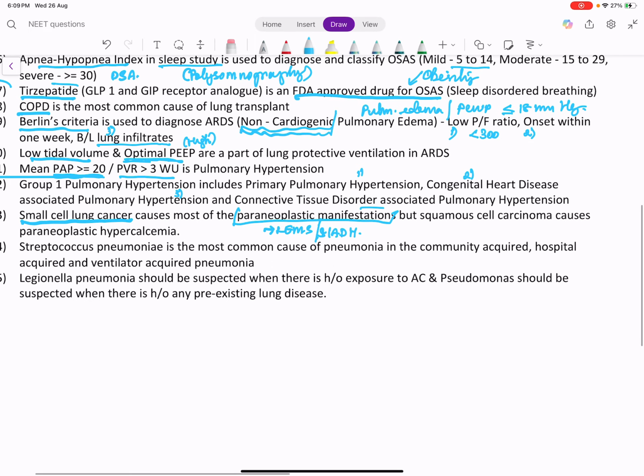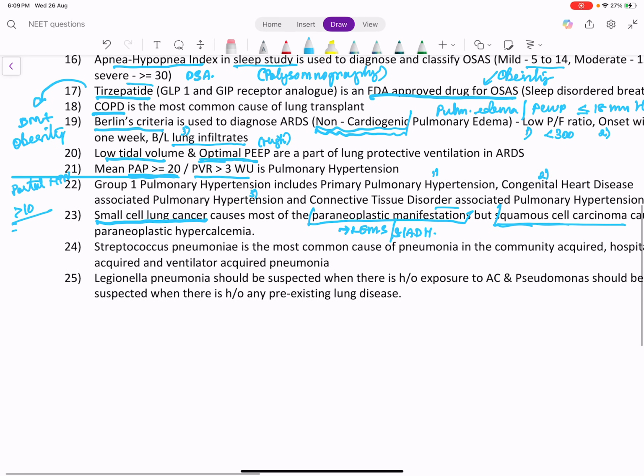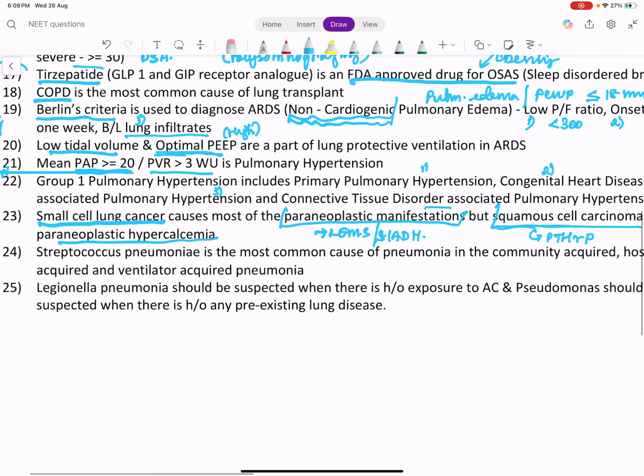But squamous cell carcinoma is the only carcinoma in the lung which causes paraneoplastic hypercalcemia. So all paraneoplastic manifestations in lung are due to small cell carcinoma except paraneoplastic hypercalcemia, which is due to squamous cell carcinoma because this cancer secretes PTHrP, parathyroid hormone related peptide.